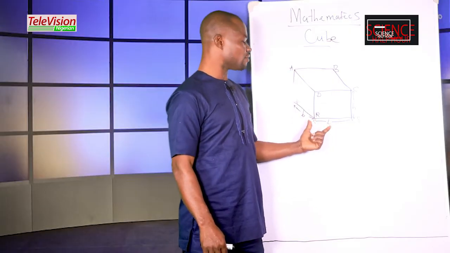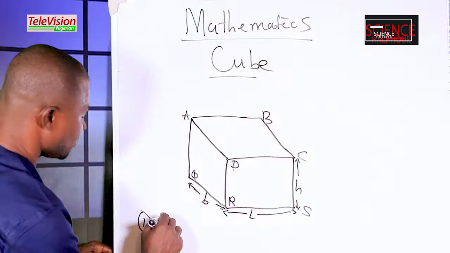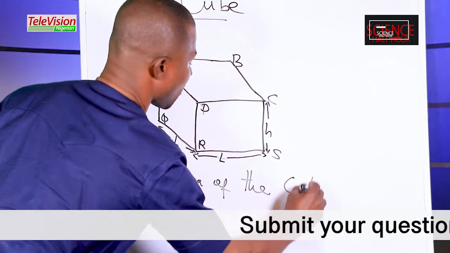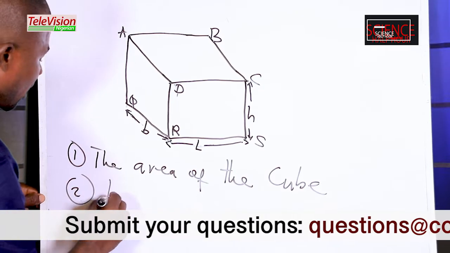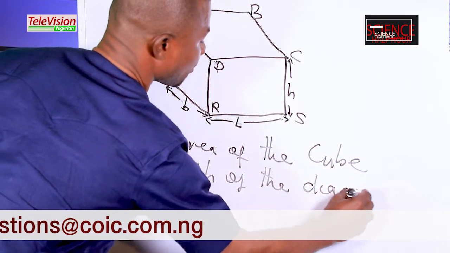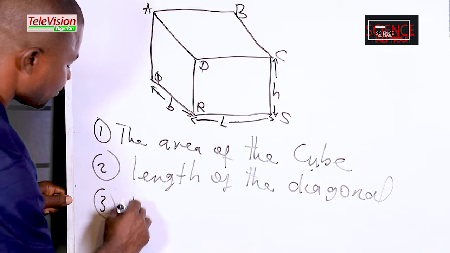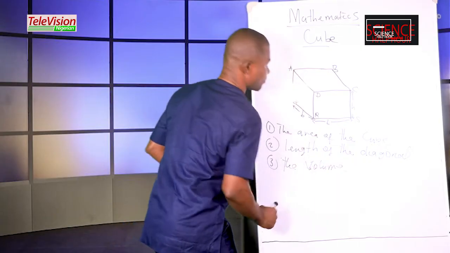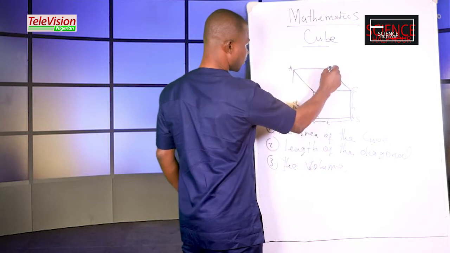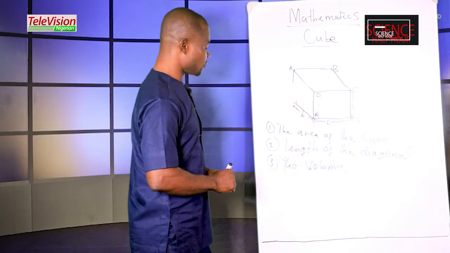There are three formulas derived when working on a cube. These formulas are, number one, the area of the cube. Number two, the length of the diagonal. Number three is the volume. The length of the diagonal starts from B to this area. This is the length of the diagonal, ranging from B to R.